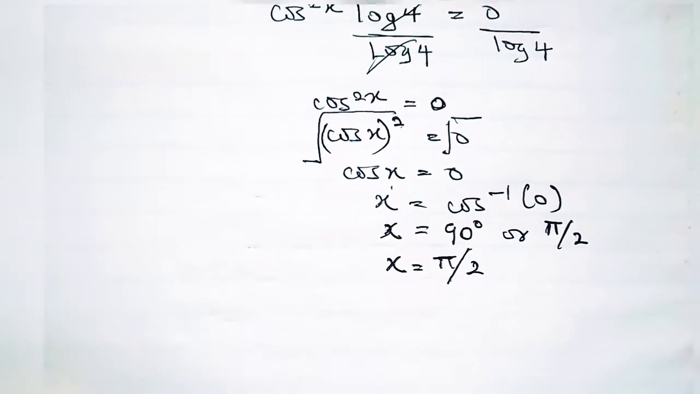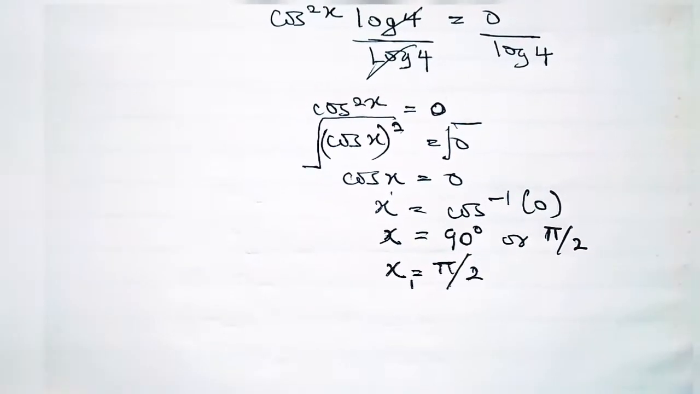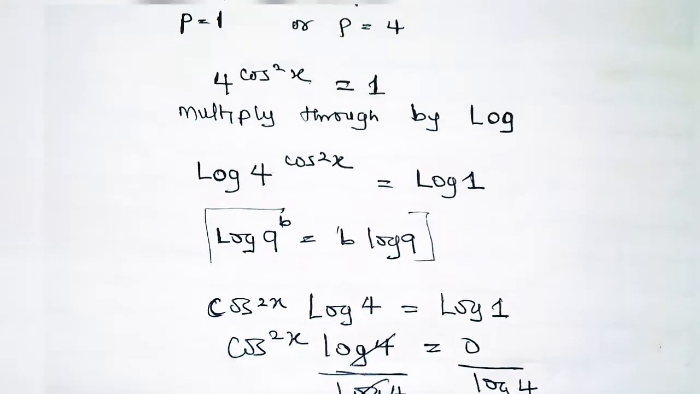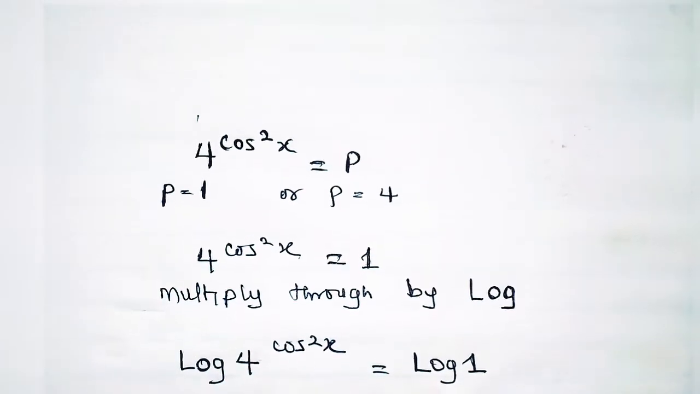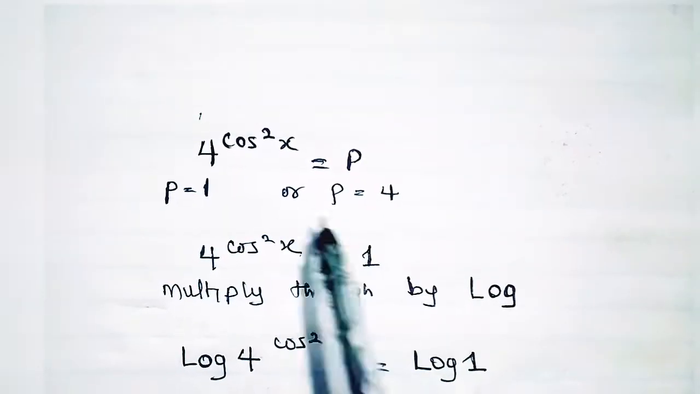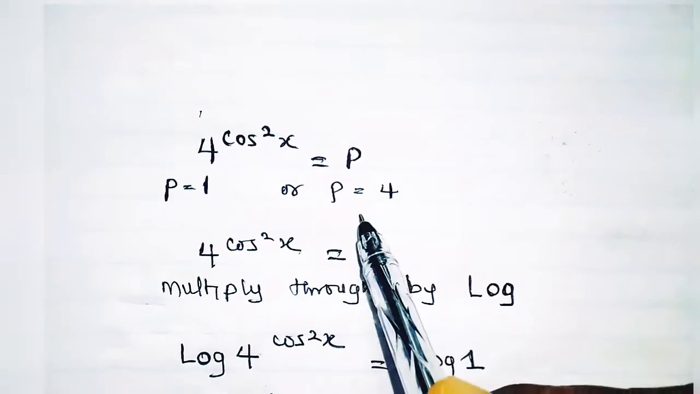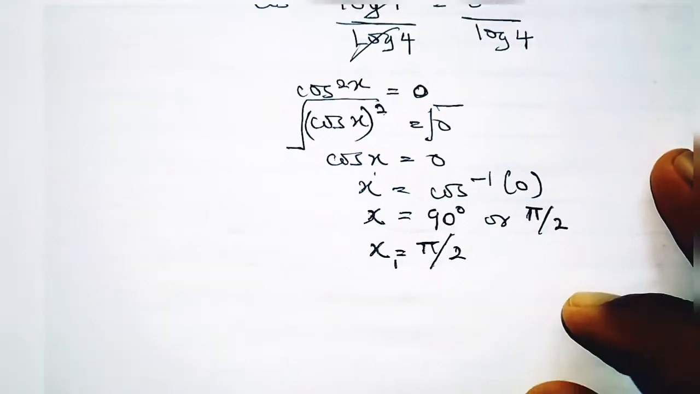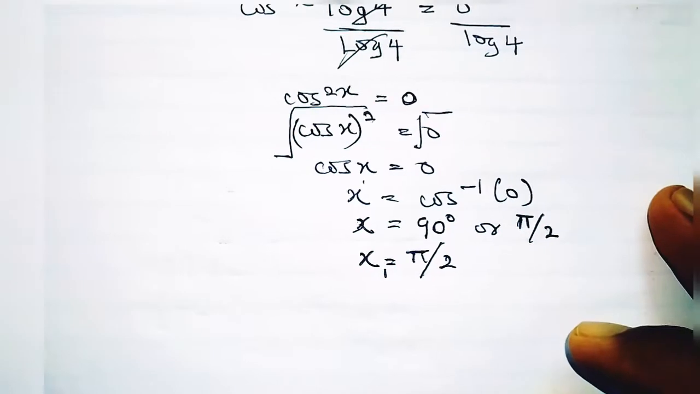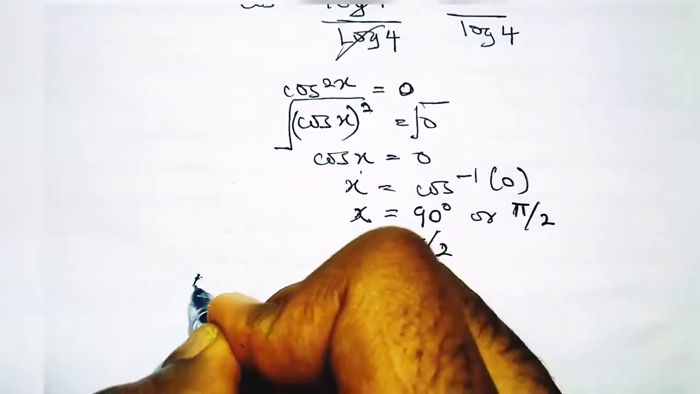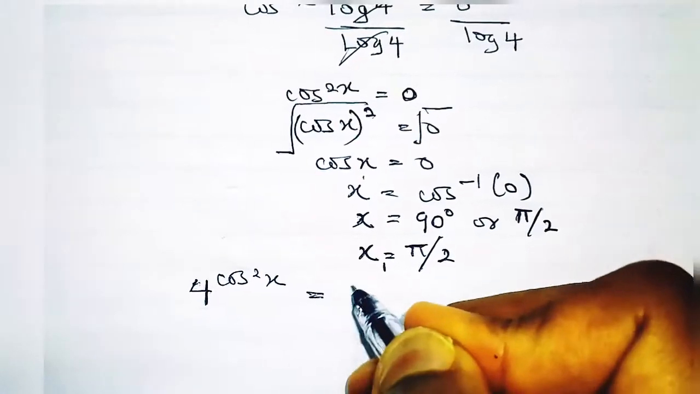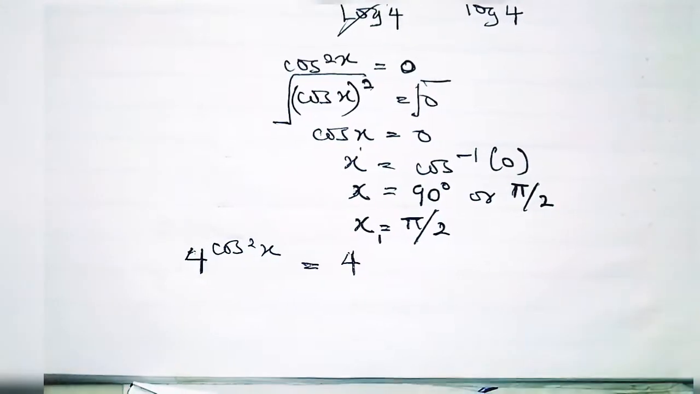So I've gotten my first value of x, let's call it x1. Remember, we got two values of p, p is equal to 1 and p is equal to 4. So we solved for when p is equal to 1, let's solve for when p is equal to 4. So we'll be having 4 cos square x equal to 4, right?